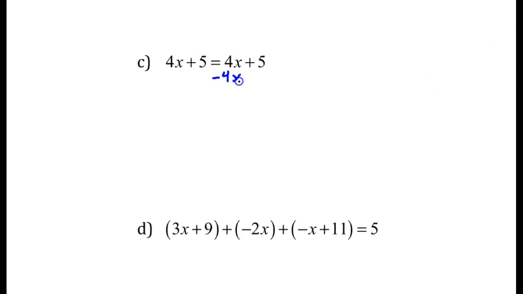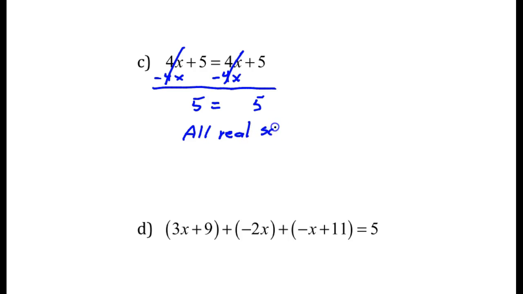Here we go, letter C. So on this we do have the first condition met. We have the variables on both sides equaling 0, but the second condition is that you have something false. But this is true. 5 does equal 5. This is going to be an all real solution. Okay, so that's the answer here, all real solution. So we don't want to circle that one.